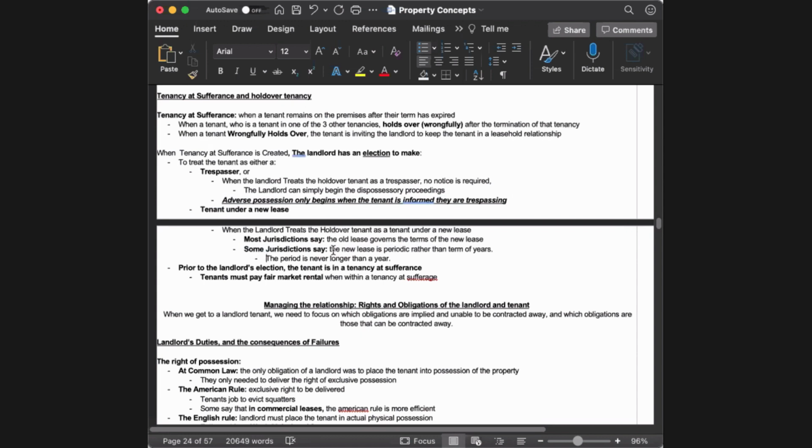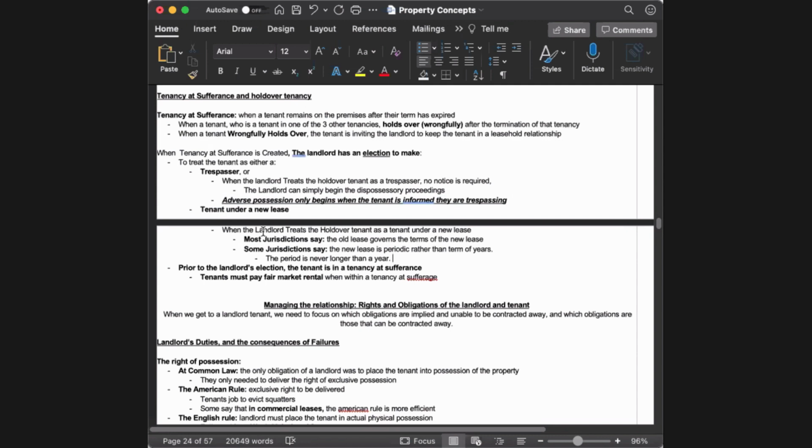There are some jurisdictions that say there's a strict way that you handle this, and it's periodic and it never goes longer than a year. So just be aware of that. With regards to adverse possession, if a landlord selects this option, adverse possession issues don't apply, because it doesn't meet the terms of adverse possession. The landlord is welcoming the tenant under a term of lease.